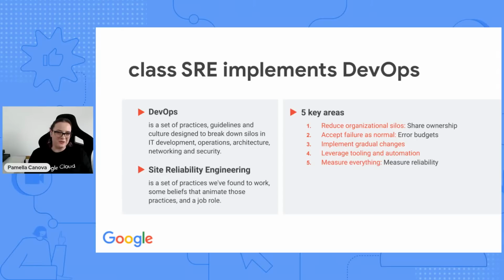And with the SLO and SRE that we talked about in this last slide, we can already compare three areas of DevOps and how SRE works on it. So in DevOps, reducing organizational silos. Then in SRE, we share the ownership. And instead of accepting failures as normal, we work with error budgets in SRE. And while DevOps tries to measure everything, SRE works mostly on measuring reliability of the service.